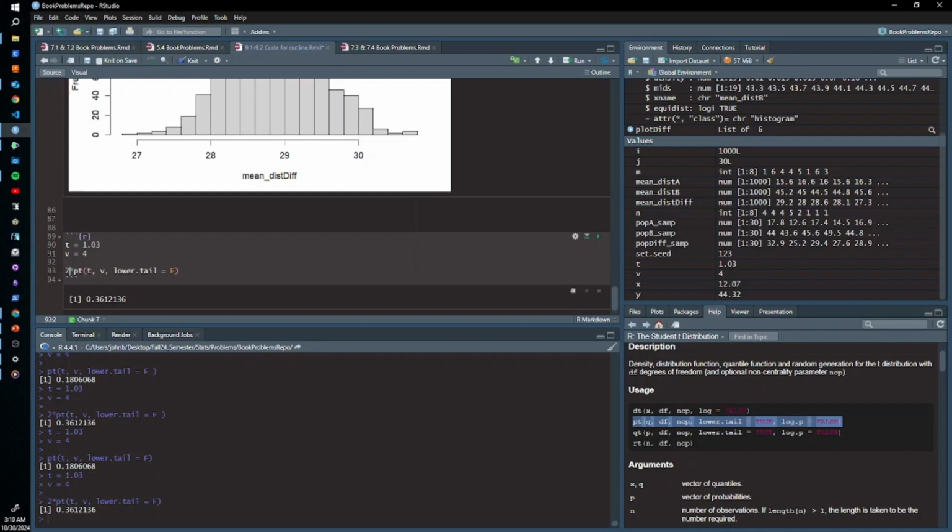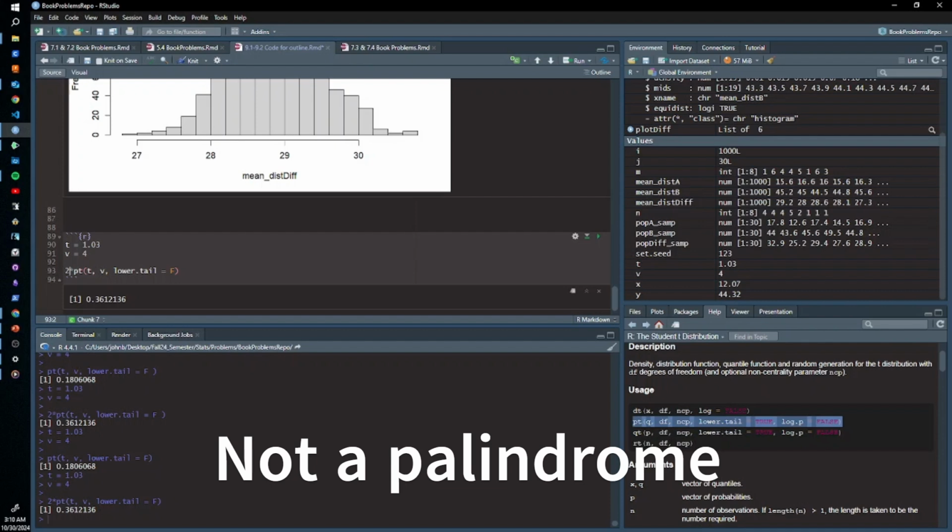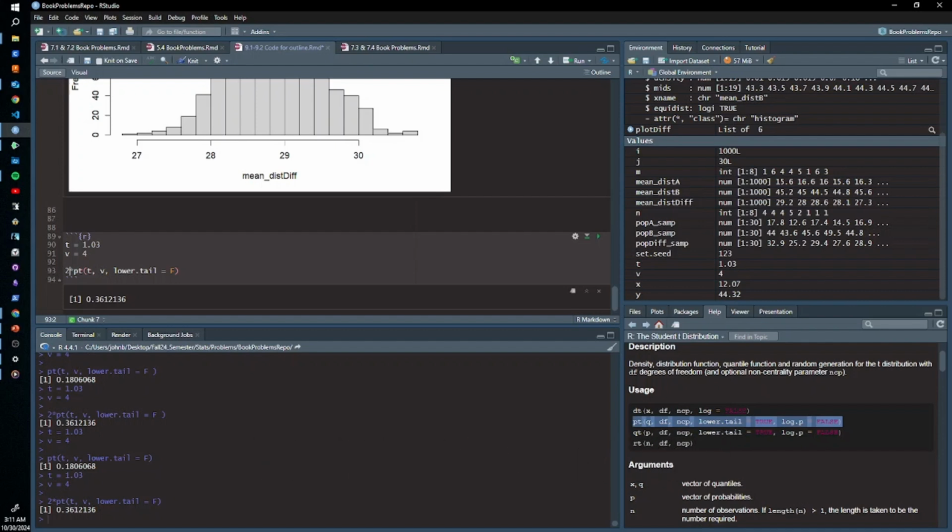Anyway, basing that on our alpha value of 0.01, this is a situation where you definitely fail to reject the null, because the p-value is much larger than your alpha value.